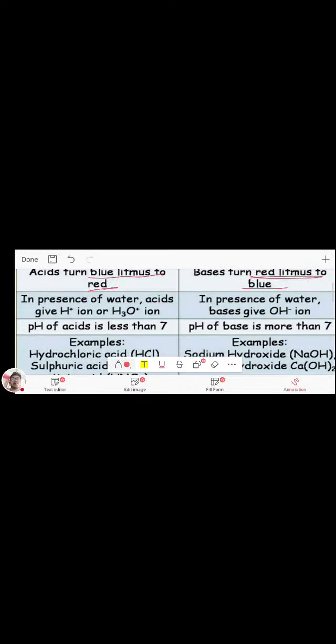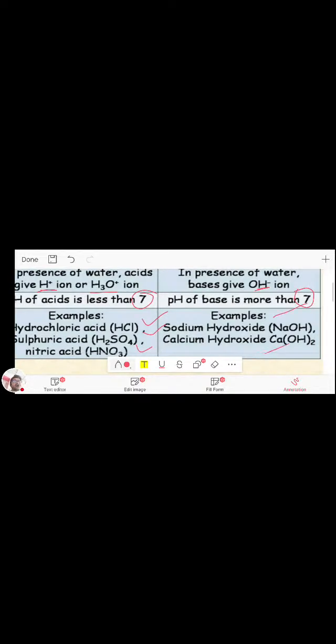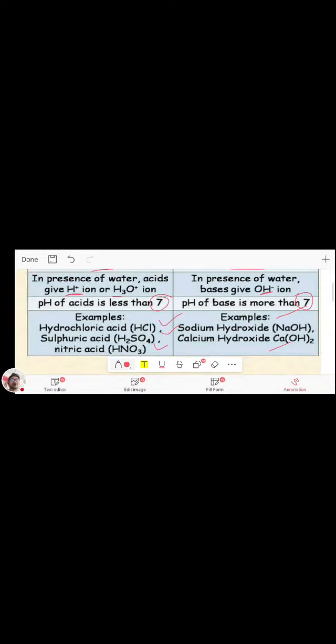And in presence of water, acids give H plus ion or hydronium ion, and bases give OH minus ion, hydroxide ion. pH of acid is always less than 7. pH of bases is more than 7. For acids, examples are hydrochloric acid, sulfuric acid, and nitric acid. Bases are sodium hydroxide, calcium hydroxide.